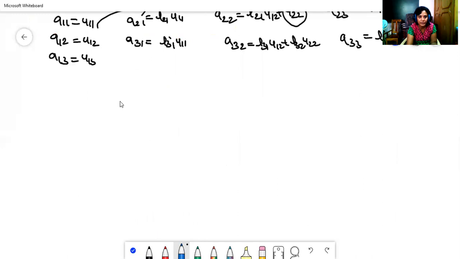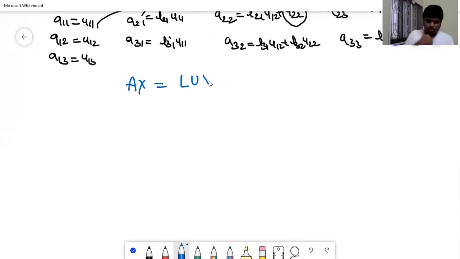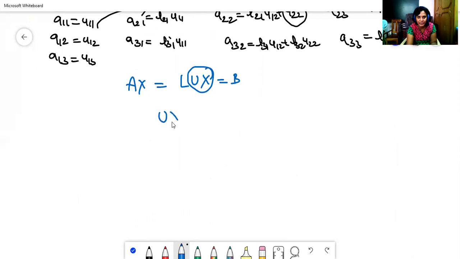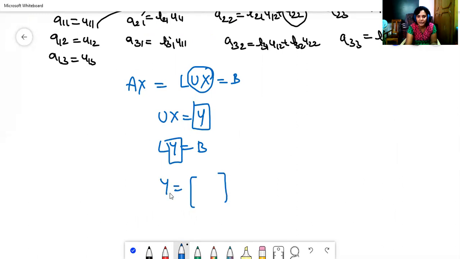After finding those matrices, we can take AX equal to B, that is LUX equal to B. Let UX equal the Y matrix, then LY equals B. First, we assume Y is the unknown matrix. Substituting here, we get the Y matrix values. Next, from Y substituted in UX equal to Y, we get the X values.